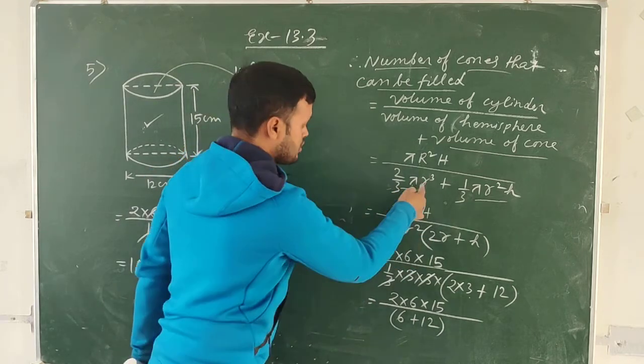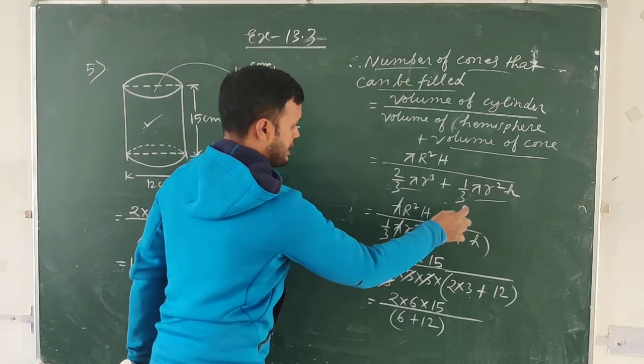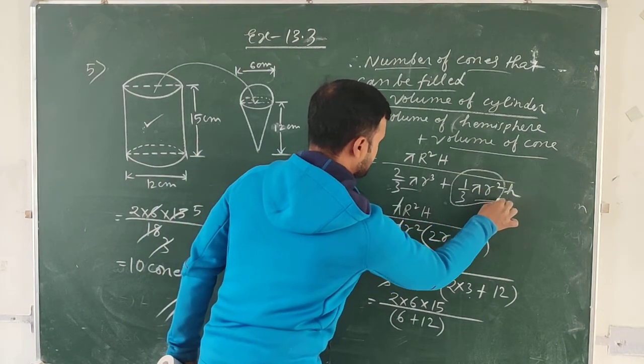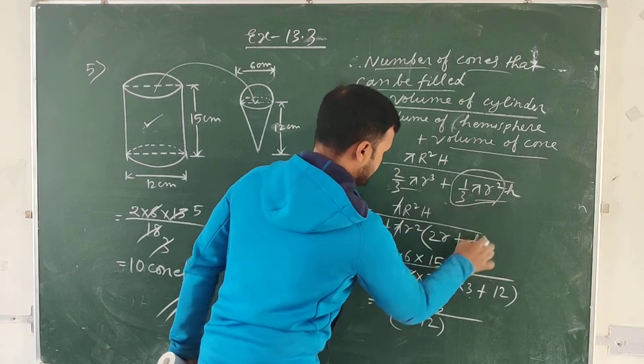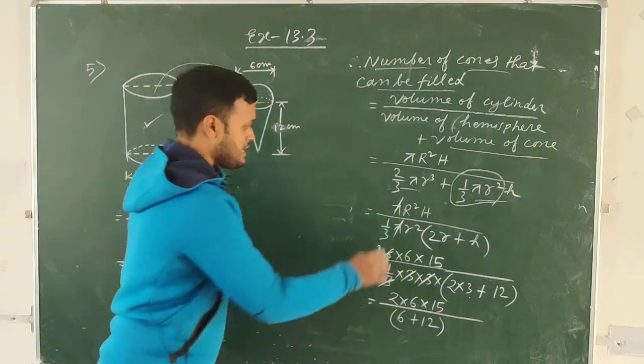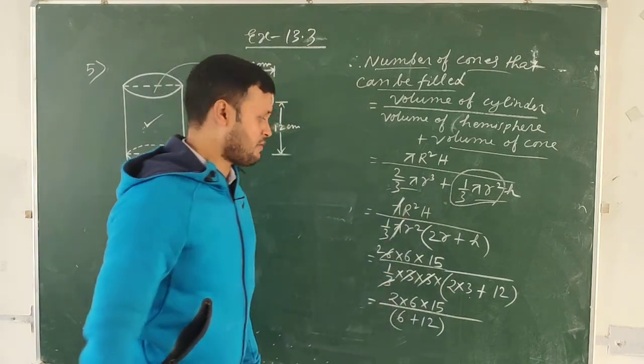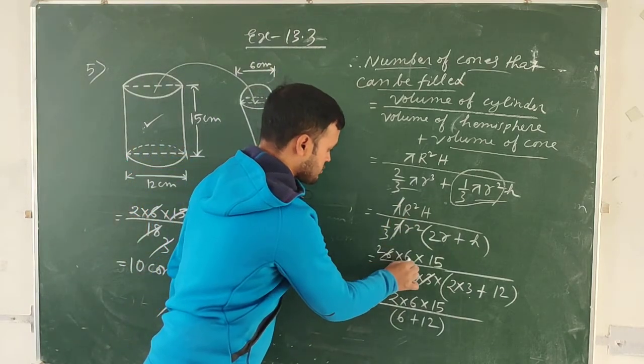3r is there, no? 2 I have taken, so r will stay. Again, from here also I will take 1 by 3 pi r square common. From here also I will take 1 by 3 pi r square common. So what will stay? H will stay. Now see here, this pi and pi is cancelled. So capital R, what is the value of R? 6. So write 6 into 6, isn't it?